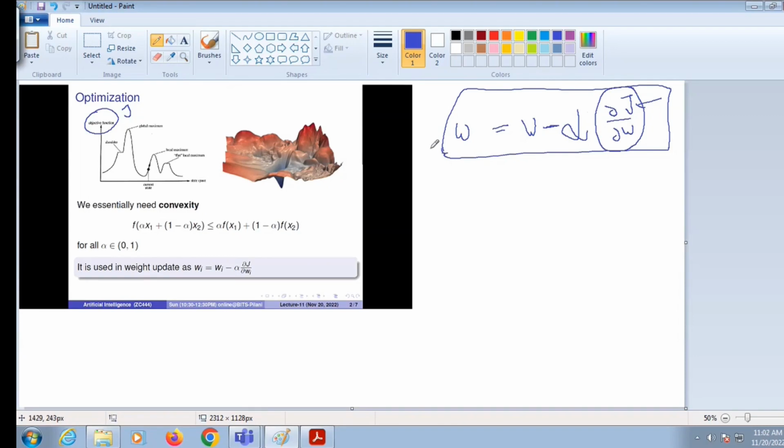We must understand one thing: in this kind of scenario, if I want to reach this particular point, I look at my neighborhood, see in which direction there is a slope, and go in the direction of the slope only. So this slope should have a nice property, because even in a small neighborhood it should have a property, and that property is called convexity.